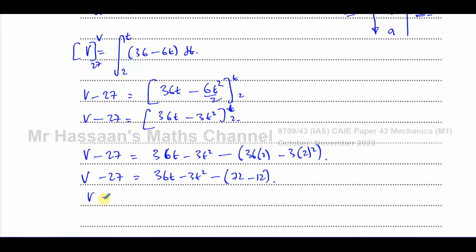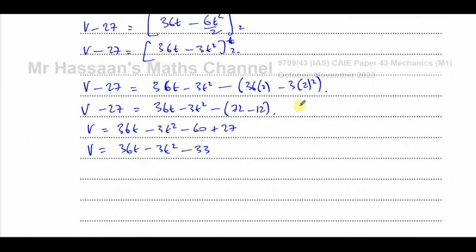So you have v is going to be 36t minus 3t squared, and that's going to be 72 minus 12, which is 60, and that's going to be minus 60 plus 27. Add 27 to both sides. Now minus 60 plus 27 is going to give me negative 33. So v is going to be 36t minus 3t squared, take away 33, and that is your expression for your velocity. Now what we have to do is find when the velocity is 0, so we've got to find the values of t.